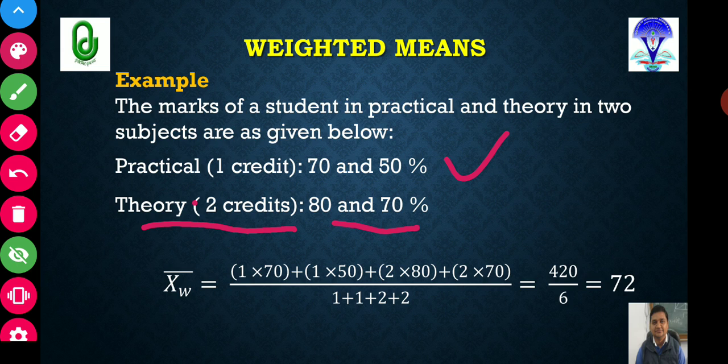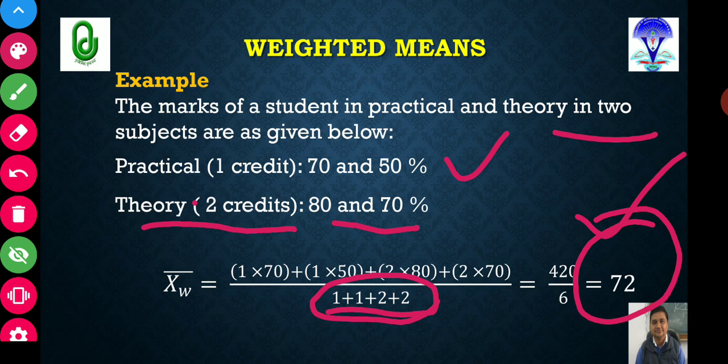So 1 into 70, because 70 is the marks in practical and credit is 1. Then for percentage also, 50 into 1. Then for theory it is having credit 2, so it is marks of 2 subjects. For the theory portion, the marks are 80 and 70 and the credit is 2. So 2 into 80 plus 2 into 70, and overall average on the lower side. So finally we get the marks as 72. So this is the weighted mean of the marks that we have obtained in these 2 subjects having different credit hours for theory and practical.